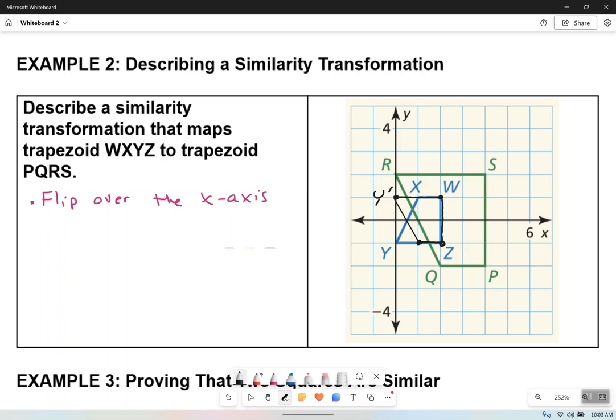Okay. So how big of a scale factor are we going to have to dilate this black trapezoid to? Okay. So it looks like a flip over the x-axis and then dilate by a scale factor of what? What was the scale factor? Can I abbreviate scale factor as SF? Okay, does everybody see what I'm doing there?